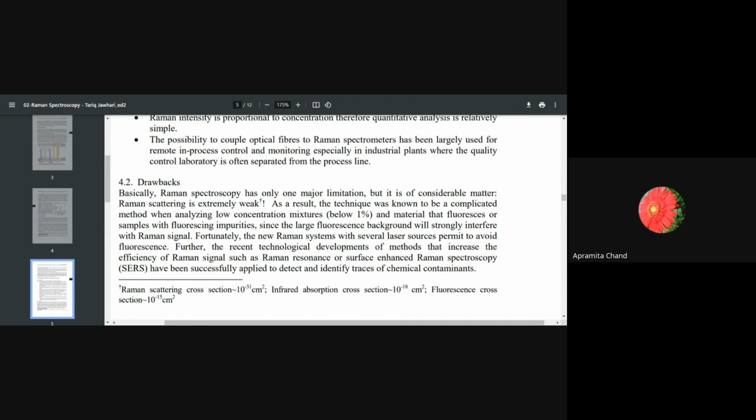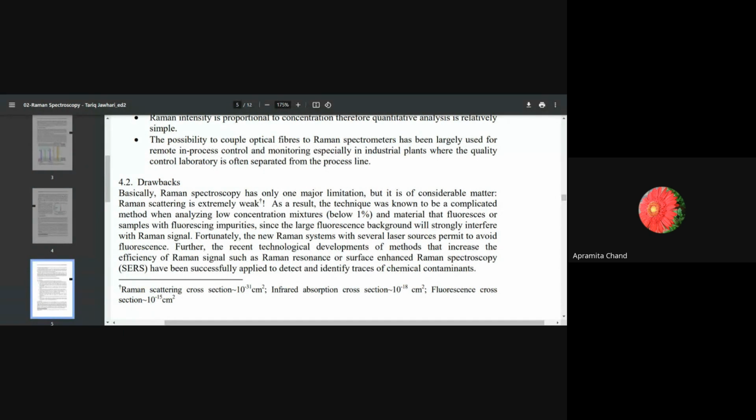So the new Raman systems with several laser sources avoid the fluorescence. Also, several technological developments have occurred which can increase the efficiency and the strength of the Raman signal, such as Raman resonance or surface enhanced Raman spectroscopy, also known as SERS.